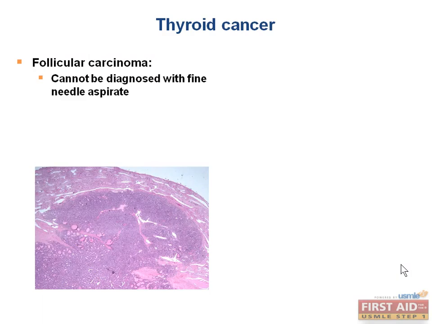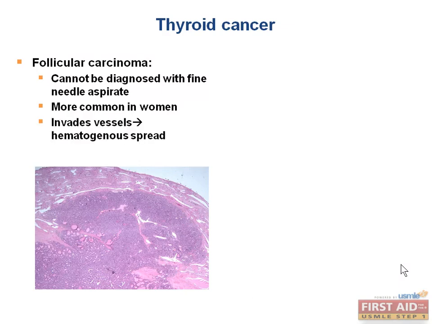Pathologists frequently have a difficult time differentiating follicular carcinoma from simple adenoma, and this is one type of cancer that can't be diagnosed with a fine needle aspiration. It is more common in women, and a unique feature is that it tends to invade vessels. So if it spreads, it is via hematogenous route or through the blood, rather than through lymphatics.